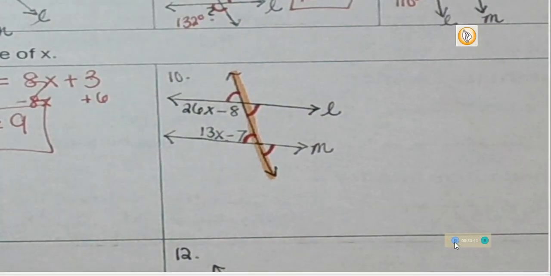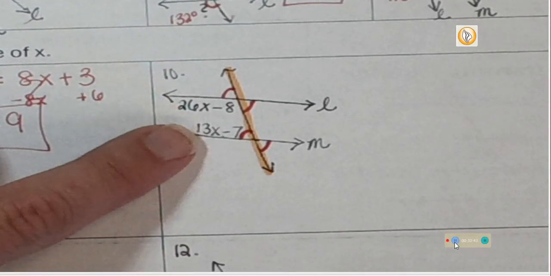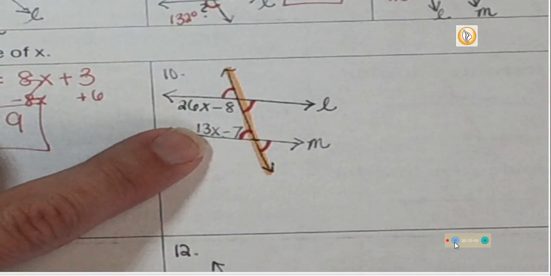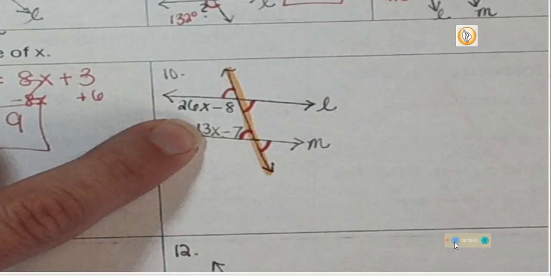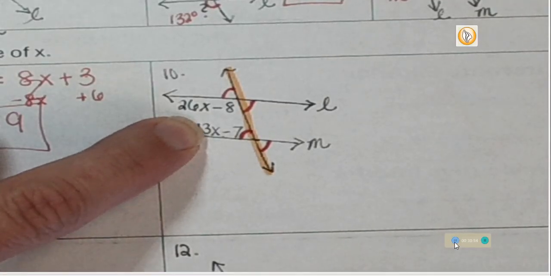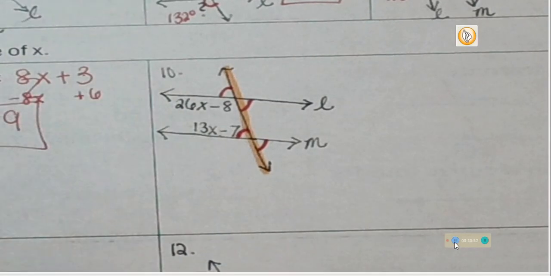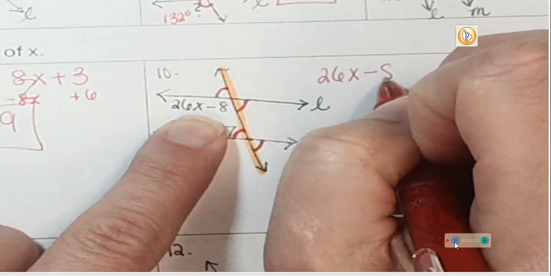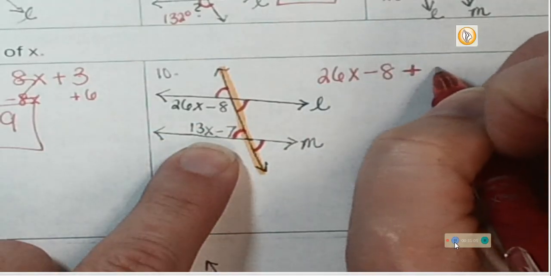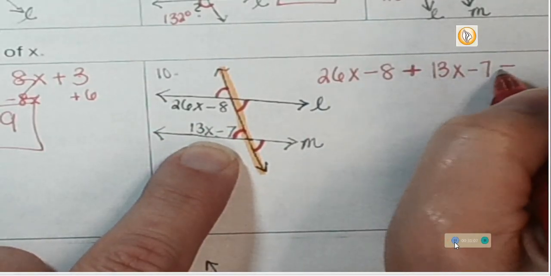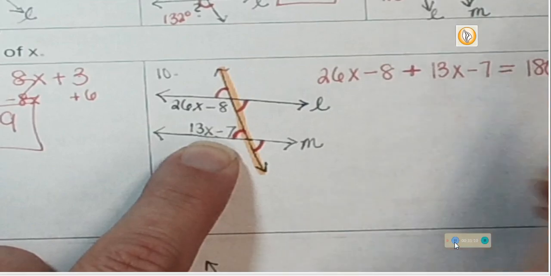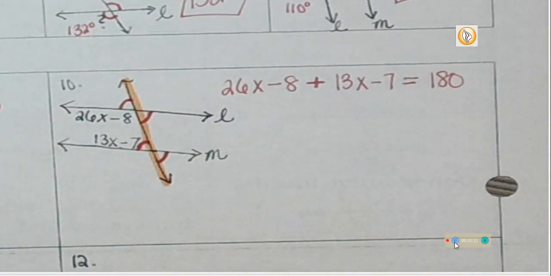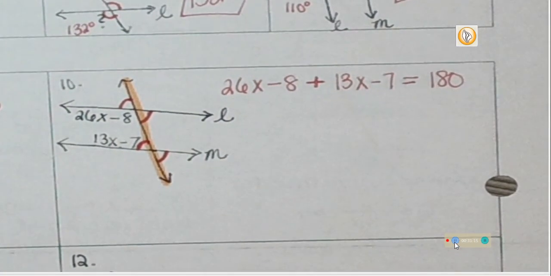Anything that's marked is equal to each other. The two expressions I gave you, are they marked as equal to each other? No. So what does that mean? They add together to get 180. These are actually consecutive interior angles, which are supplementary. So 26x minus 8, added to this angle, 13x minus 7, equals 180 degrees. If they are marked congruent, they're equal. If one is marked and one is not, that means they're not congruent and they're supplementary.